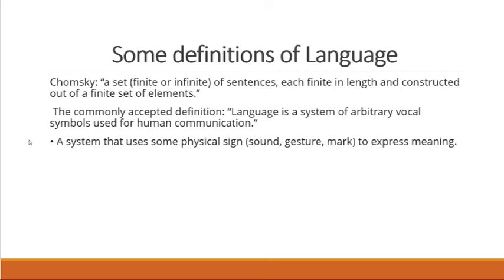So we are going to talk about it in detail, that why we refer to the language as only the spoken language. Okay, so language uses some physical signs like sounds, gestures, symbols, and these sounds, these gestures, these symbols, these marks, they express meaning. So this is what a language is. I hope now that you have clarified the concept of language.